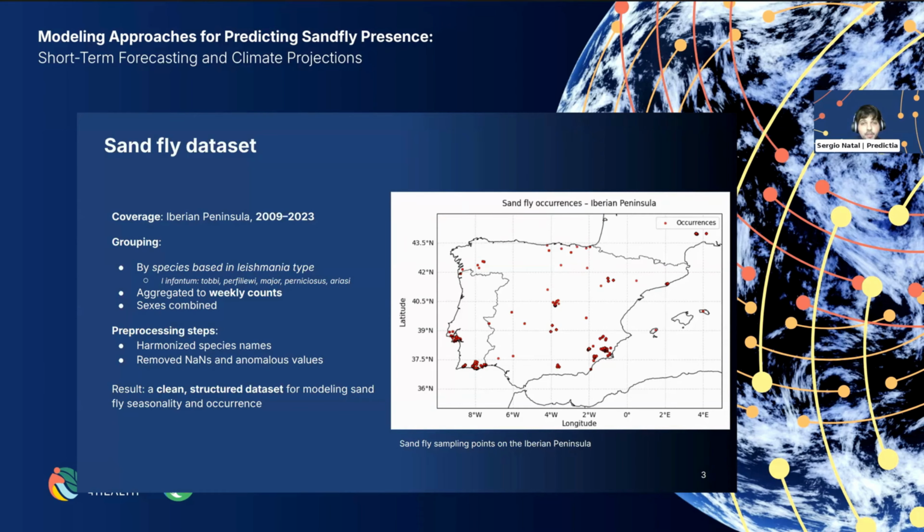The temporal resolution is weekly because our forecasts are weekly. As in the previous approach, we also combine the data by sex, and then as in every machine learning problem, we harmonize the species names, clean the data, remove anomalies and missing values, and finally we obtain a clean and structured dataset ready for modeling sandfly seasonality and occurrence.